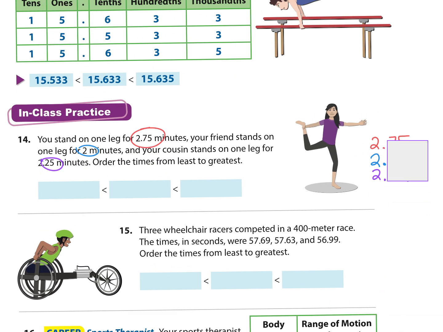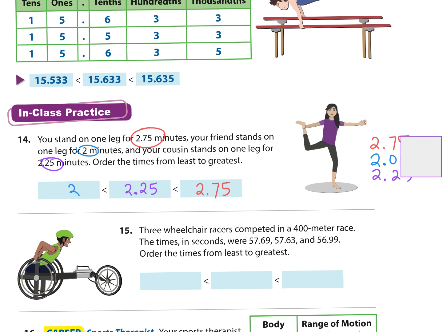Okay, can I tell which one's the smallest just from the largest place value? Okay, what about here? Which one goes first? Least to greatest, middle. Okay, blue. So 2 is less than, and then which one is the next least? So 2 and 25 hundredths, and then the next would be 2 and 75 hundredths. You can tell the entire answer just based on the hundredths digit.